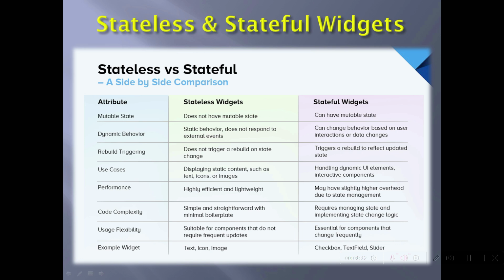We can do a side by side comparison. The attributes we can compare are immutable state, dynamic behavior, rebuild triggering, use cases, performance, code complexity, usage flexibility, and example widgets. As you can see in this video, stateless widgets have an immutable state, and they cannot have dynamic behavior, they do not respond to the action of the user, or trigger a rebuild of the state, displaying static content.